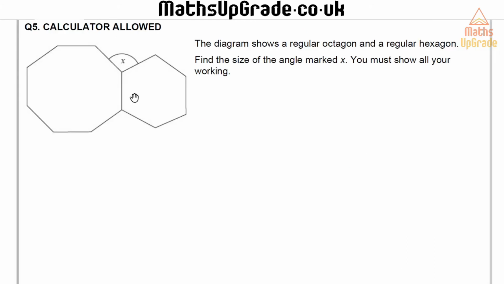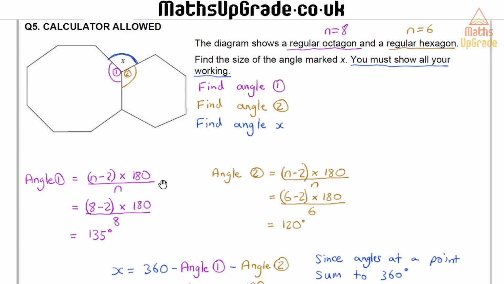Okay, question 5. You've got a regular octagon and a regular hexagon here. I have to find the size of angle x, and I've got to show all my working. So the way I'm going to do this is I'm going to find the interior angle of this octagon, and the interior angle of this hexagon. Then I'm going to use the fact that the sum of angles around a point is 360 degrees to find angle x. So let's find angle 1 here.